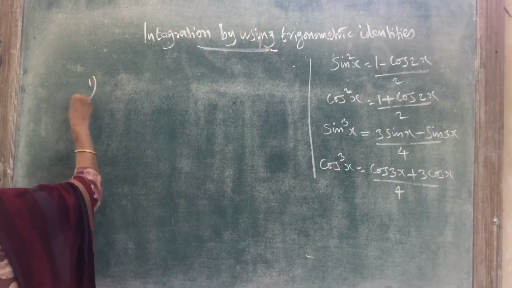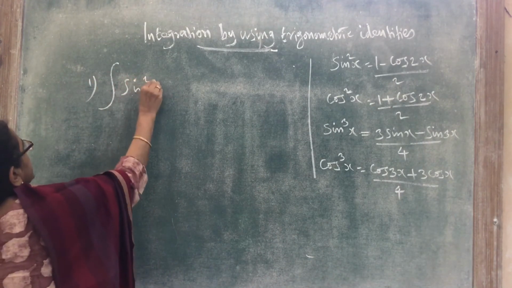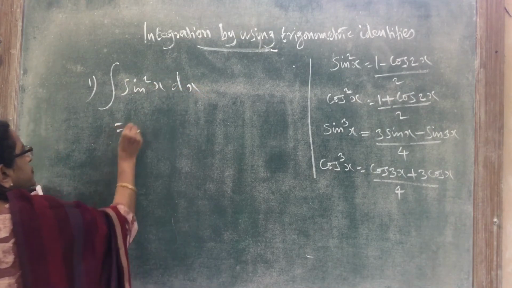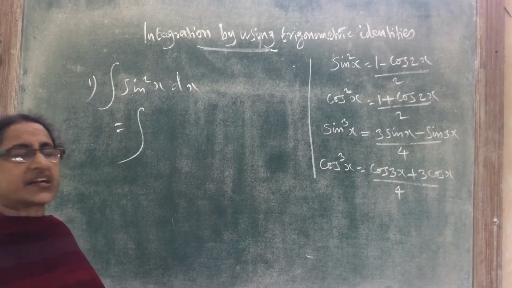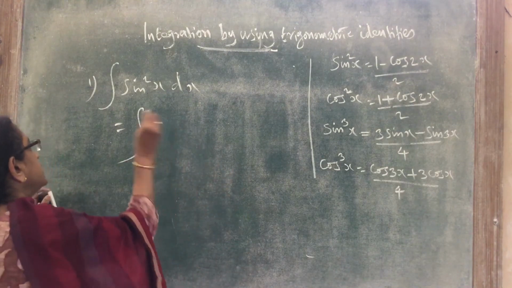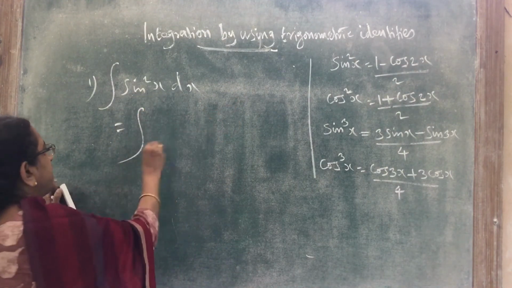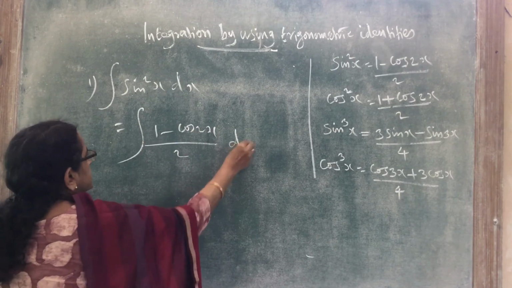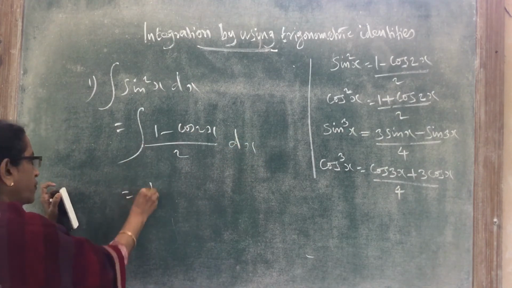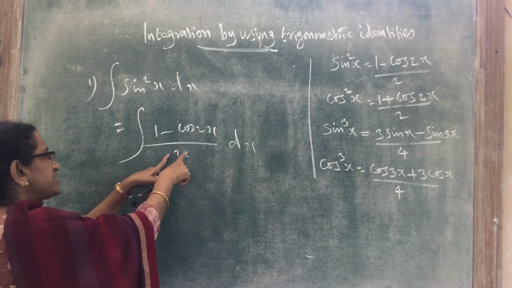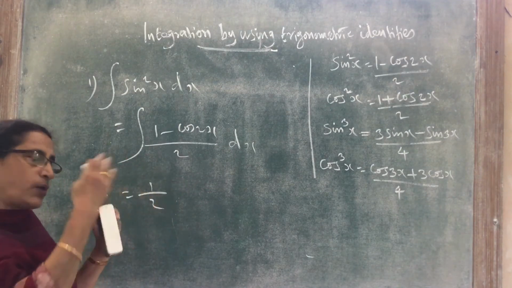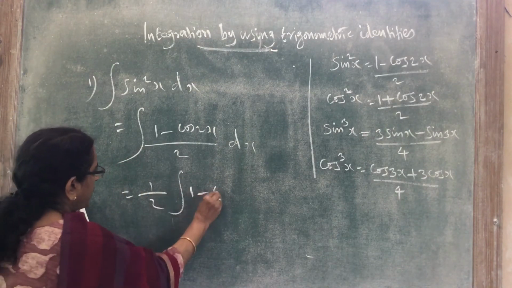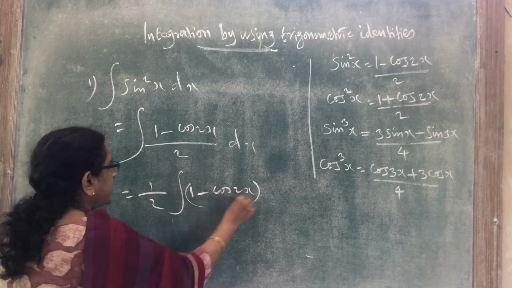So the first one we'll do is the integral of sine square x dx. To find the integral of sine square x dx, you have to use that identity. So instead of sine square x, we write 1 minus cos 2x whole divided by 2 dx. That is equal to 1 by 2, a constant, taken outside, into the integral of 1 minus cos 2x dx.